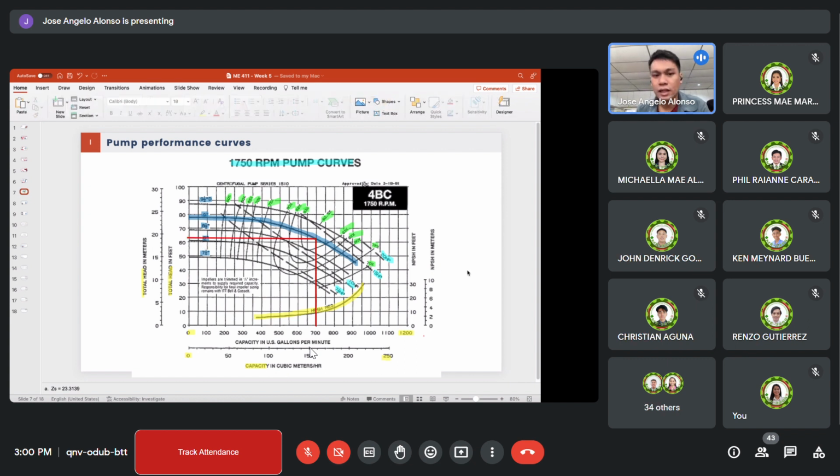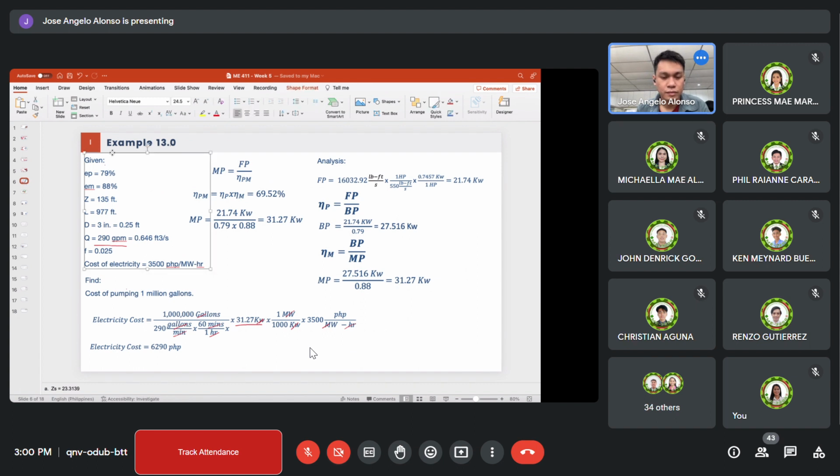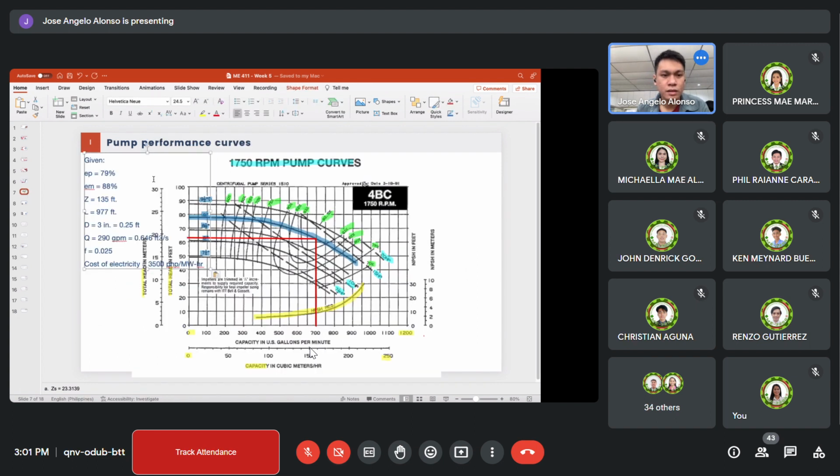Madidetermine na natin yung output ng ating pump in terms of the total head. So let's write it first para mas madaling maintindihan. So given that our pump is running at 1,750 RPM, so our speed is 1,750. The capacity, sample lang na to, capacity na kinuha natin is 700 gallons per minute.